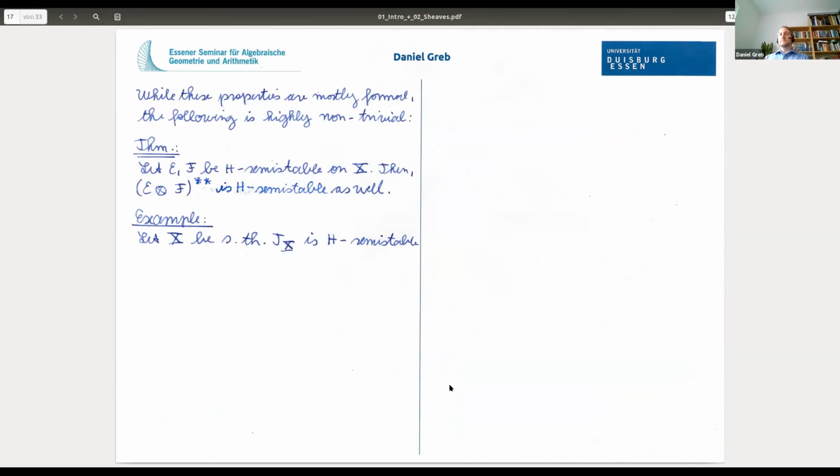However, there is one thing which I will use at least implicitly, and which is very important in the theoretical development of this theory of stability or semi-stability. That's the behavior under tensor products. And the following is not trivial, it's highly non-trivial. So if you take E and F, two H-semi-stable sheaves on my normal variety X, then, first, the tensor product E tensor F is not necessarily torsion free. So let me take the double dual, and then the statement is that that's semi-stable as well.